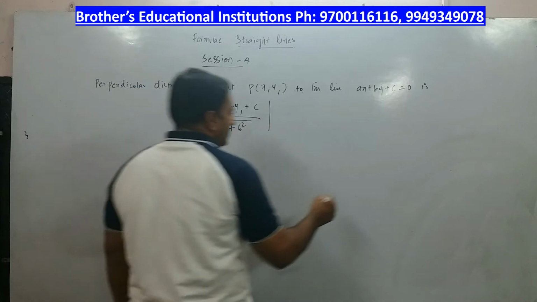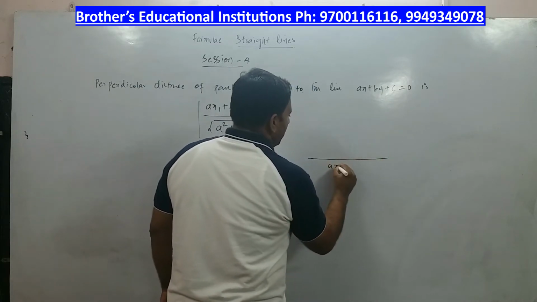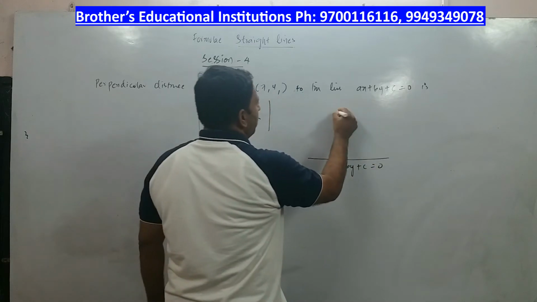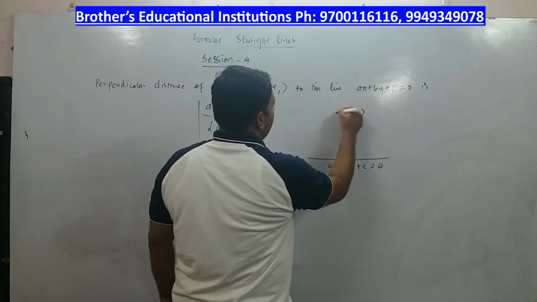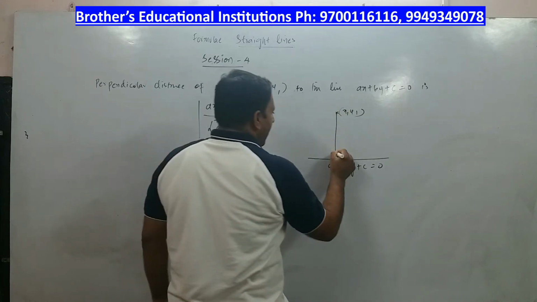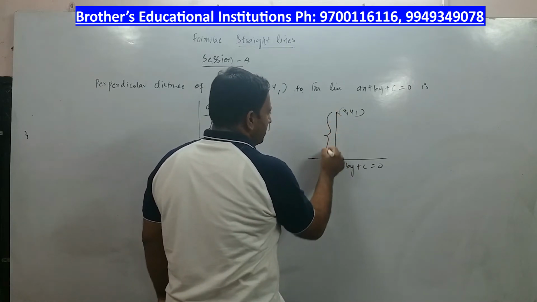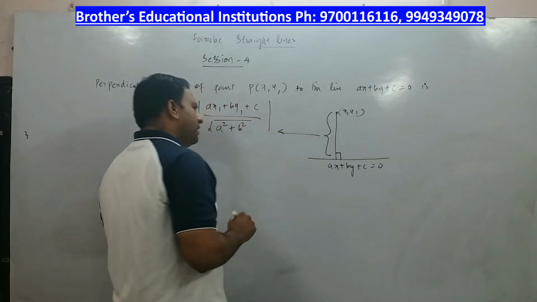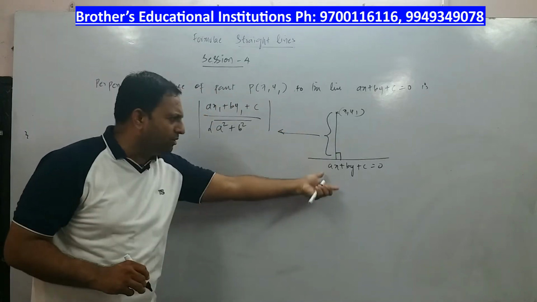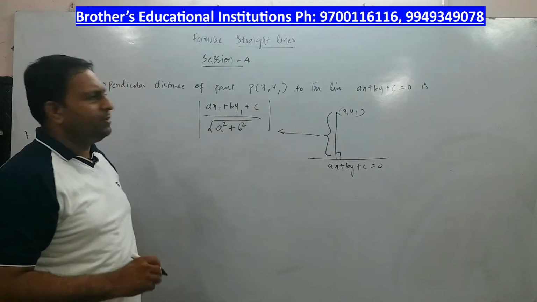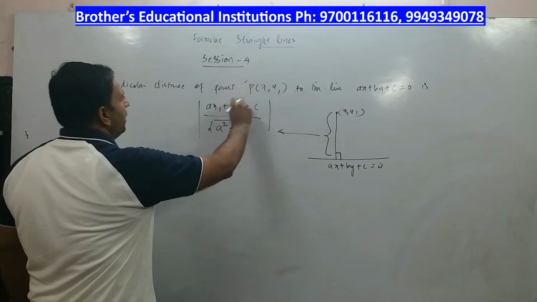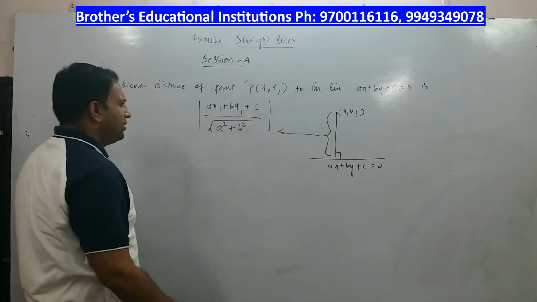Right, now what is this? There is a line here whose equation is ax plus by plus c is equal to 0. From this point x1, y1, if I am dropping a perpendicular and I want to know this distance, then this can be found out by this formula. It is modulus of ax1 plus by1 plus c, which means you substitute this point into the equation, divided by under root of a square plus b square. So this is called the perpendicular distance of a point P to the line ax plus by plus c is equal to 0.